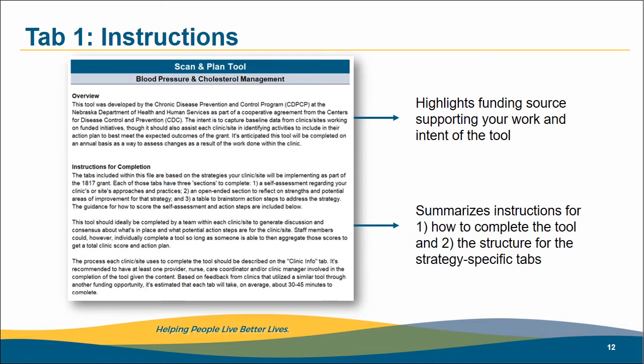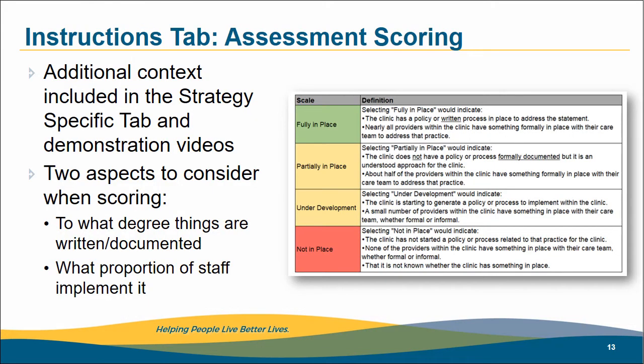The second section is focused on the instructions for completion. There we highlight how you go about completing the tool as well as the structure for the strategy specific tab so you have context for what the remainder of the tool will look like. Part of that context includes the scoring criteria your organization will need to complete the strategy-specific tabs. We'll cover additional context and provide examples within the strategy-specific tab and demonstration video, but this just highlights what you should see on the instruction tab of your Scan and Plan tool.